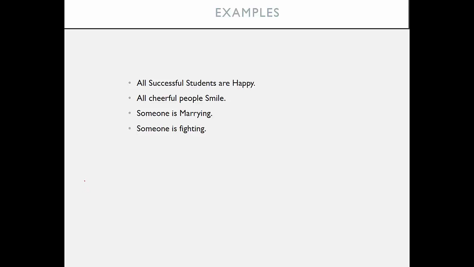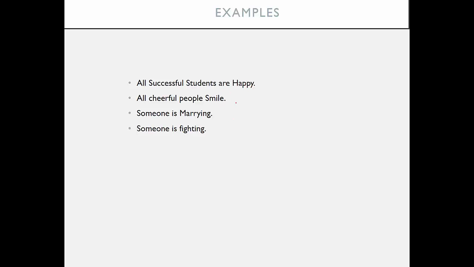Now let's solve: all successful students are happy. Now we'll be a little quick. We have already understood that for statements where all occurs, we'll represent it with a universal quantifier, and it is going to have an implication along with it. And we also found that when it's occurring with someone or for some, then it's going to have an existential quantifier. So with this knowledge in mind, let's carry on and try to solve this, which is all successful students are happy.